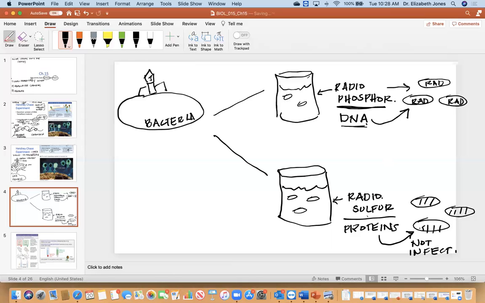In other words, DNA must be the genetic material because it was giving these E. coli the instructions on how to make more virus. Okay? Now, this experiment is really important in terms of understanding that DNA was in fact the hereditary material.